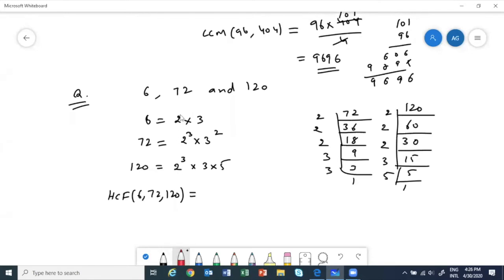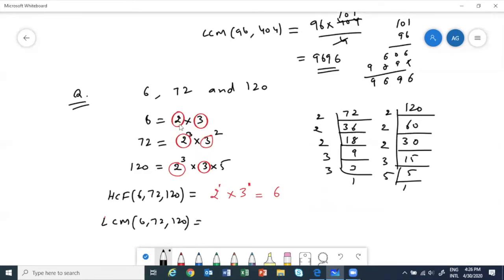So what is the common factor? Let me underline. 2 is common to all of them and 3 is also common to all of them. So I will have product of 2 and 3. What will be the power? The lowest power is 1 here. So 1. What will be the power of 3? 1. Okay. So that's how you find. This is 6. HCF is 6. Let's also find LCM. So LCM of all these numbers.